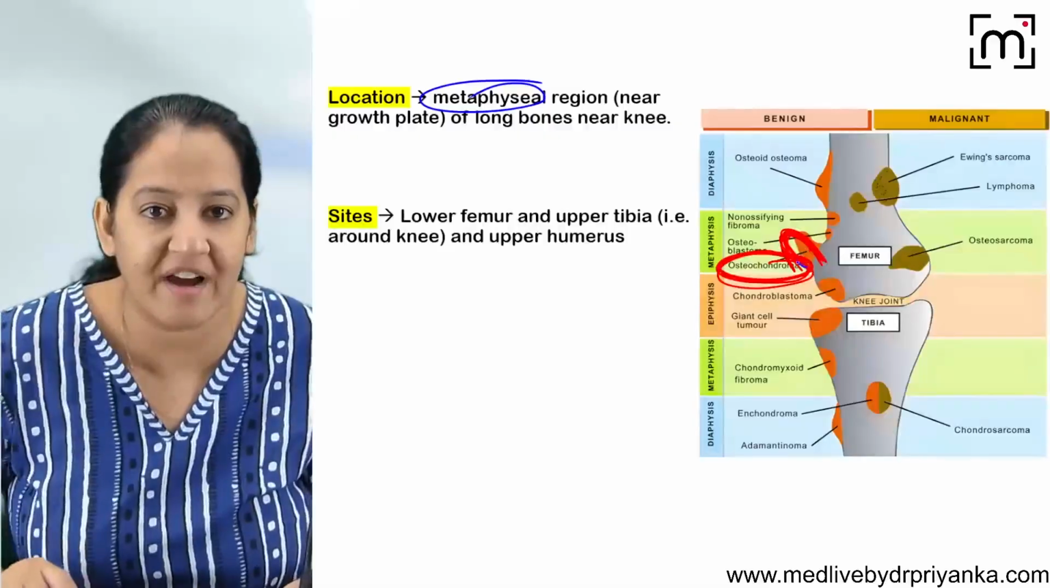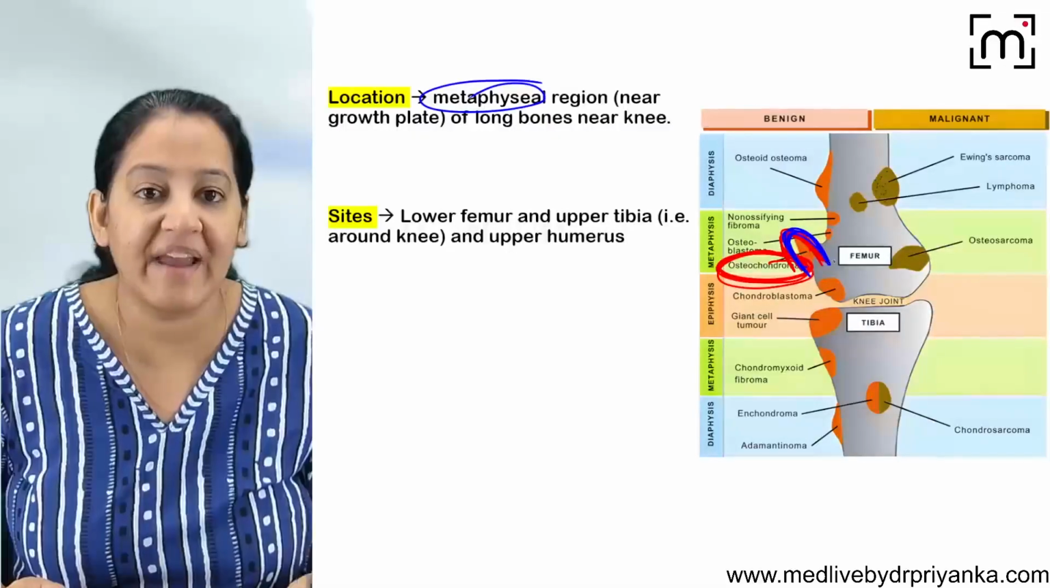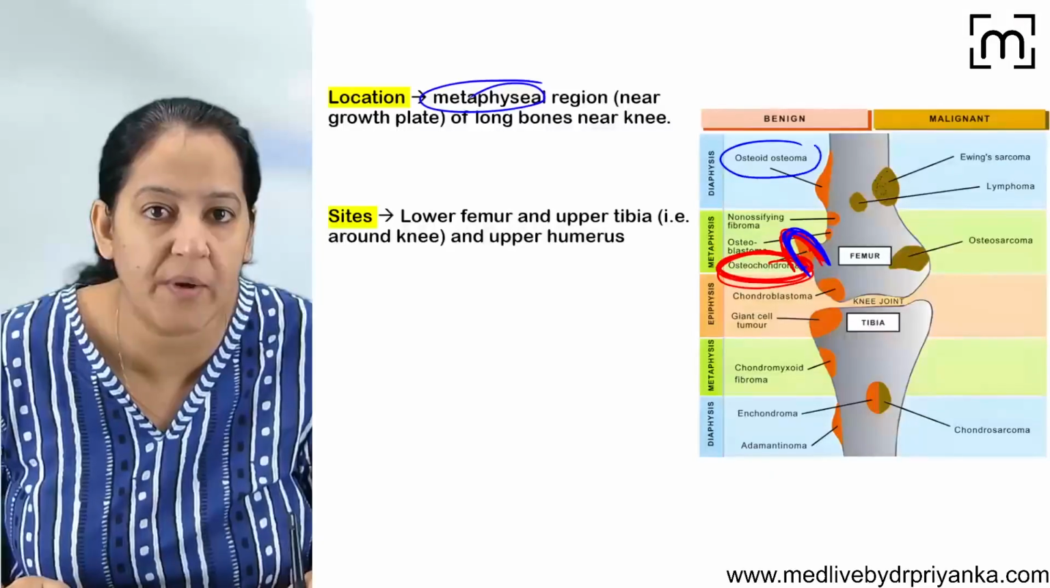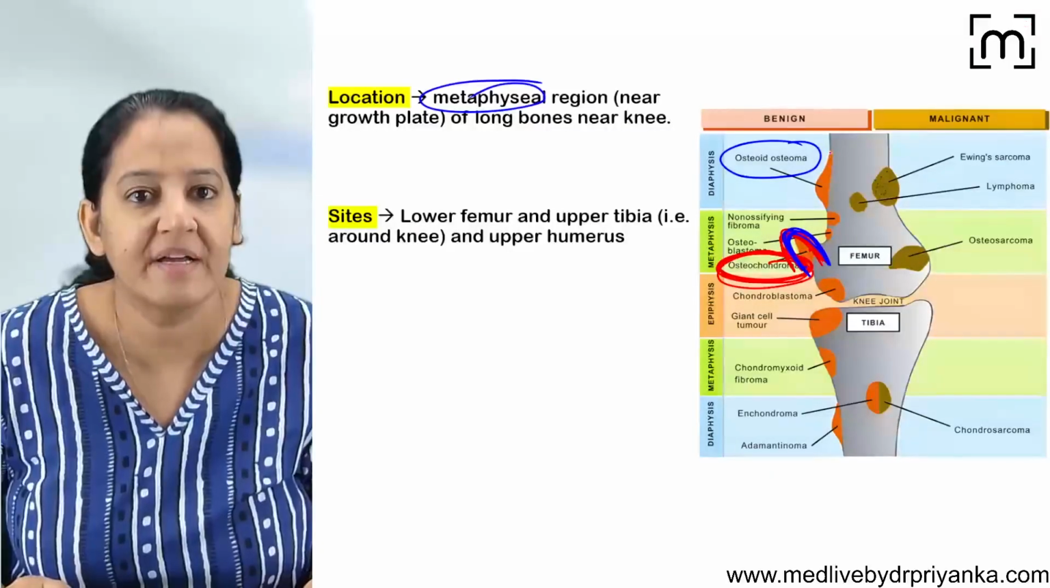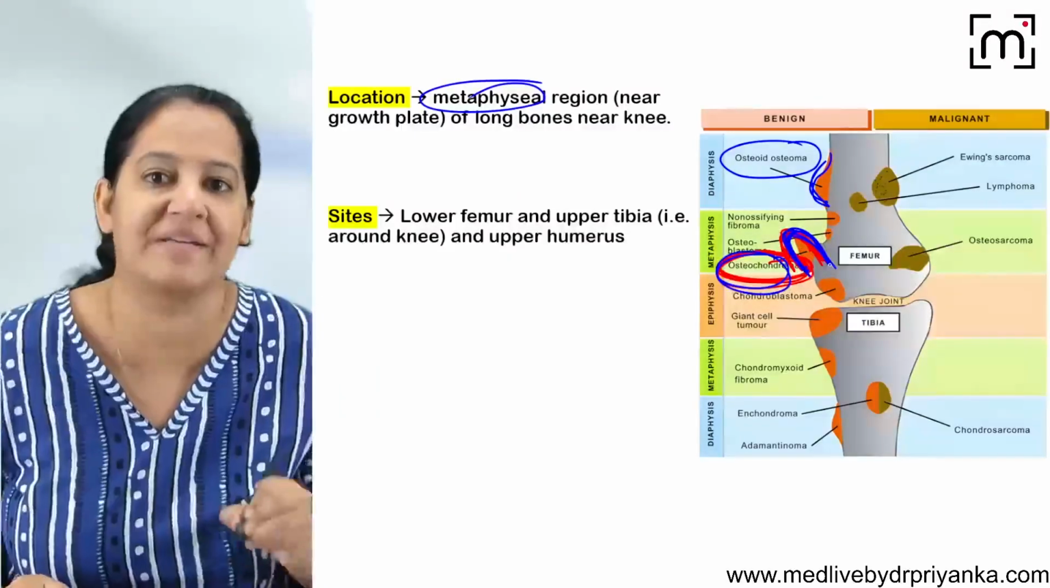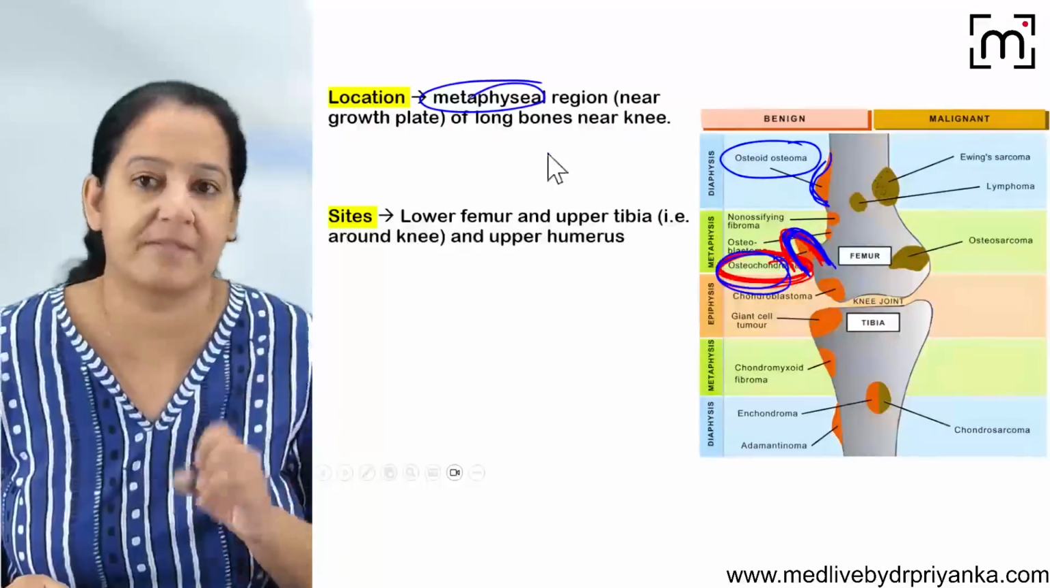You can appreciate here a cap-like tumor. So it is occurring at the metaphysis, not at the diaphysis, in contrast to osteoid osteoma, the first tumor we have seen that was arising at the diaphysis. But you can see this osteochondroma is arising at the metaphysis of the long bone.